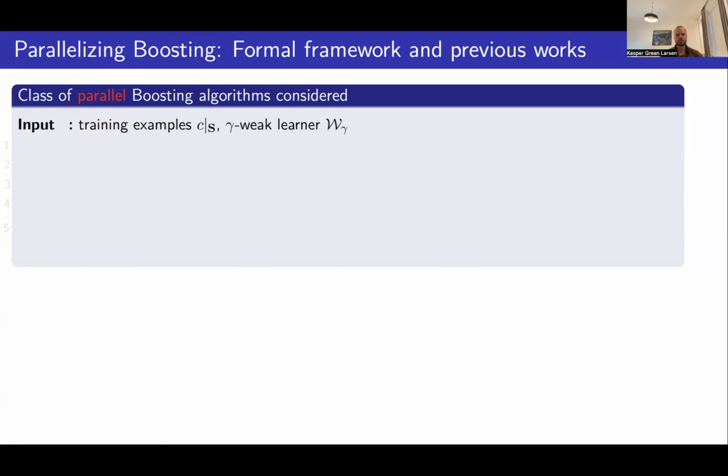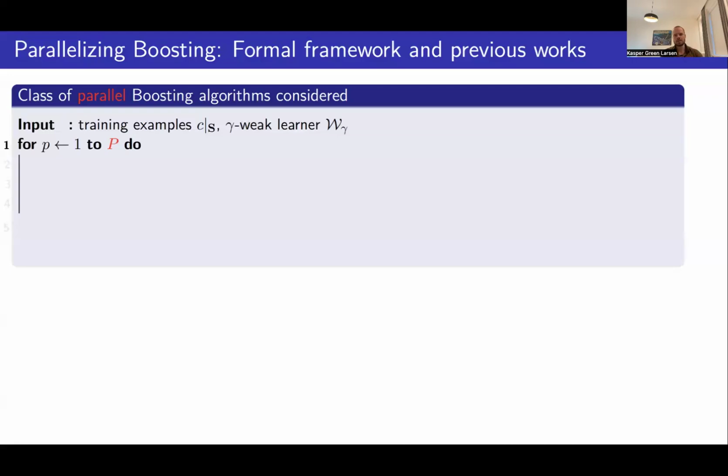Okay, so the algorithms we try to consider, we say in general that a boosting algorithm is parallel if it does the following, right? It gets in a training data set and the labels, and it has access to a weak learner. So it's the same classic setup: we have a weak learner, and we want to construct from it a so-called strong learner, something that performs really well.